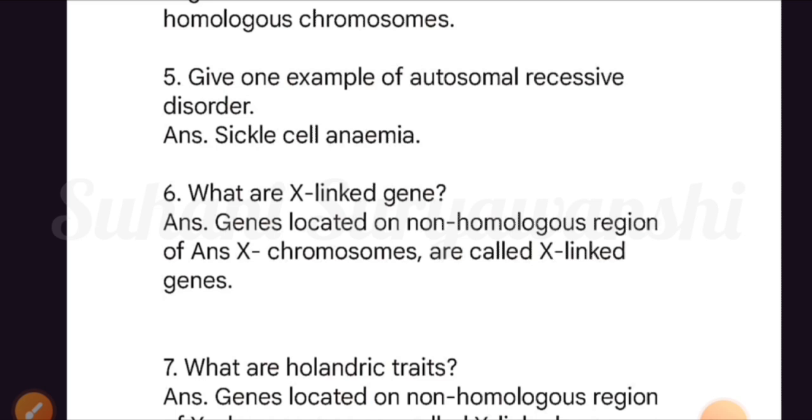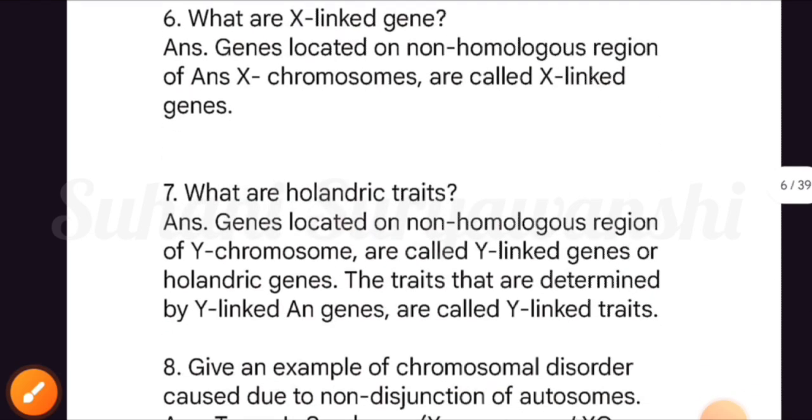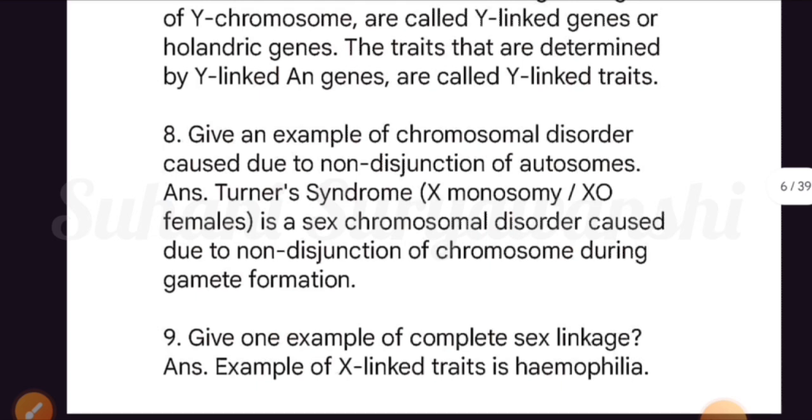Sixth question, what are X-linked genes? Answer, genes which are located on the non-homologous region of the X chromosome are called X-linked genes. Here by mistake I have written the answer, so just ignore that. What are holandric traits? Genes located on the non-homologous region of the Y chromosome are called Y-linked genes or holandric genes. The traits that are determined by Y-linked genes are called Y-linked traits or holandric traits.